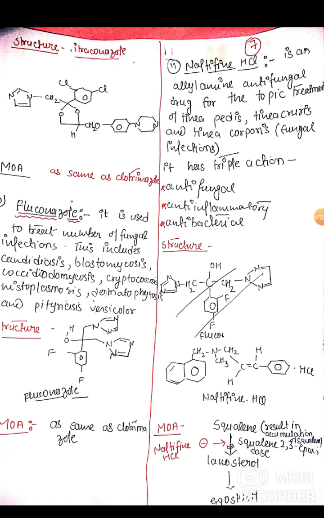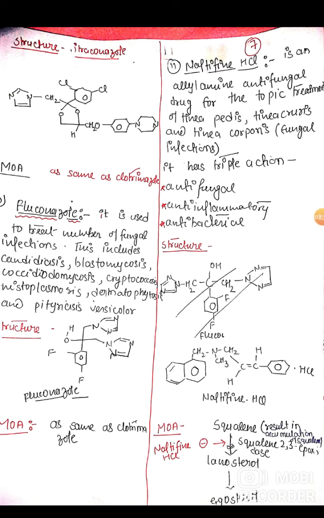Next, fluconazole. Fluconazole is used to treat a number of fungal infections like candidiasis, blastomycosis, cryptococcosis, histoplasmosis, dermatophytosis, and pityriasis versicolor. The structure is as follows, and the mechanism of action is the same as clotrimazole.